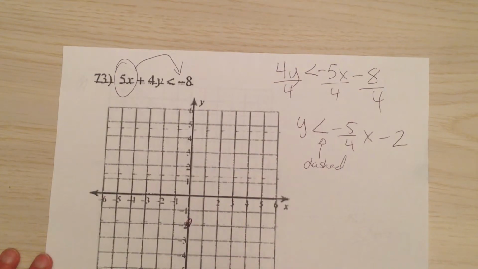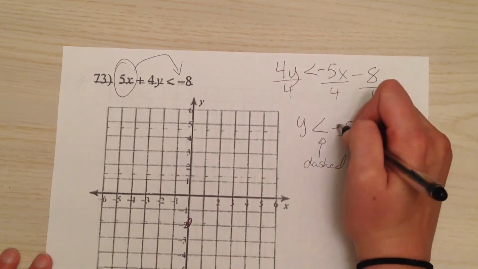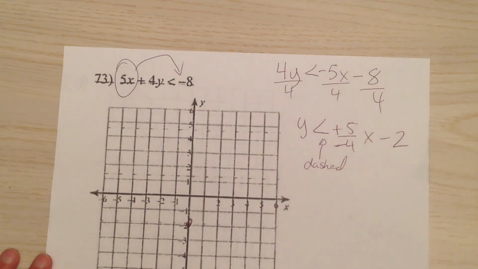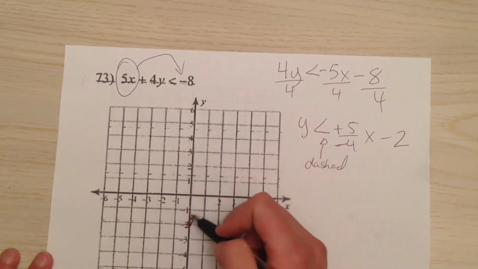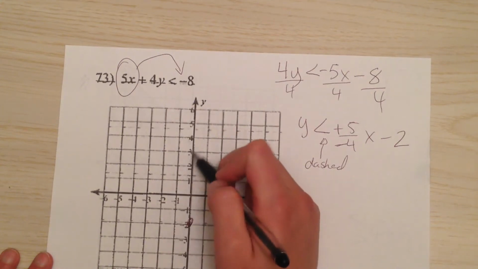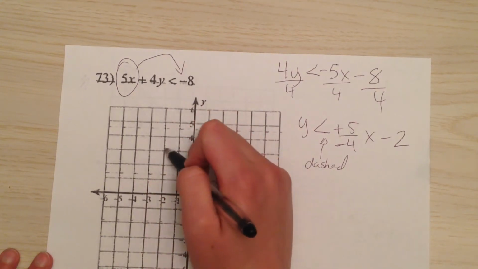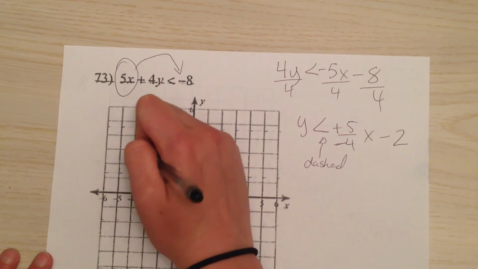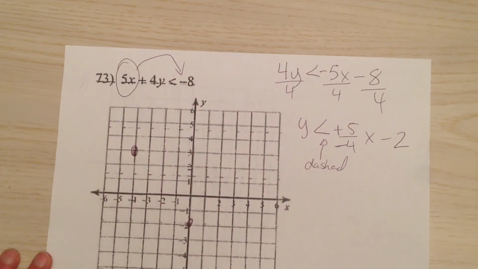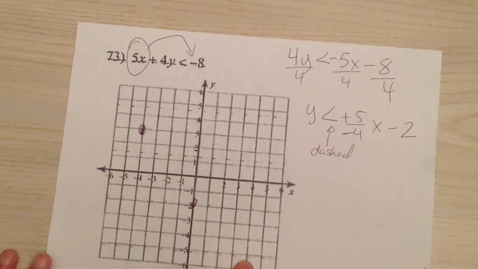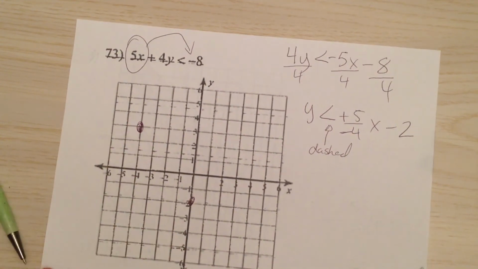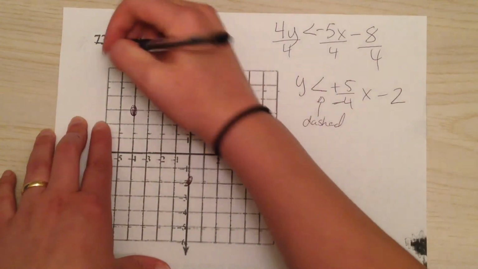1, 2, 3, 4. Ooh, out of room. So let's try that again. We'll say positive 5, negative 4 instead. So we'll go up 1, 2, 3. Whoops. 1, 2, 3, 4, 5. And back 4. 1, 2, 3, 4. Now I'm going to check this. Yep, I can tell that's going to be a negative line. It's falling from left to right. Now that's all I can fit on here, so I guess that's going to have to be good enough. And I need to make a dashed line.